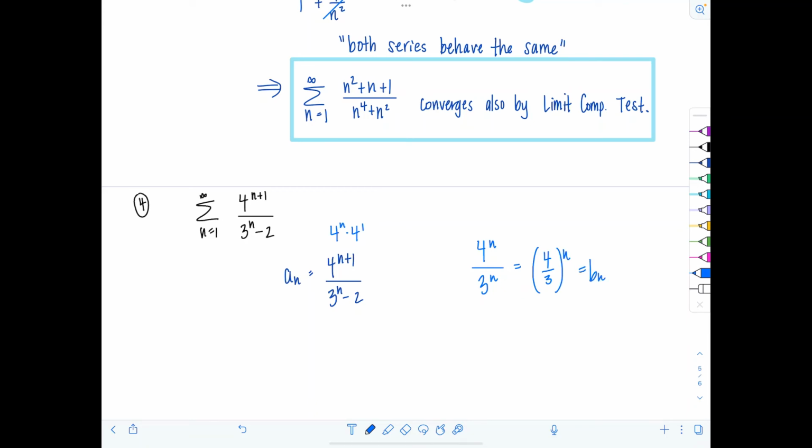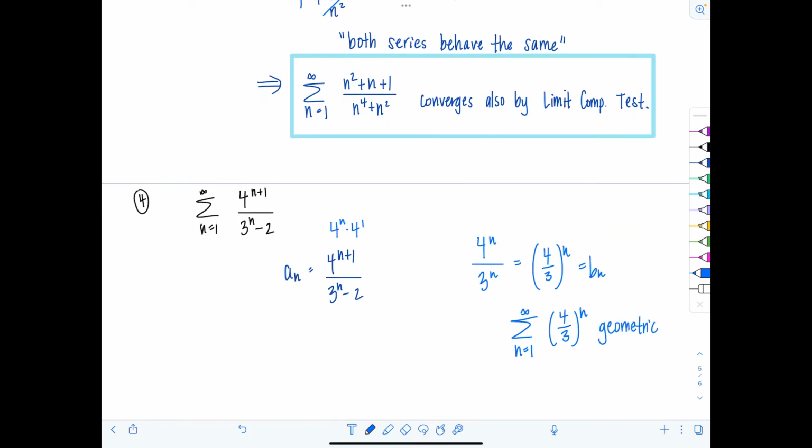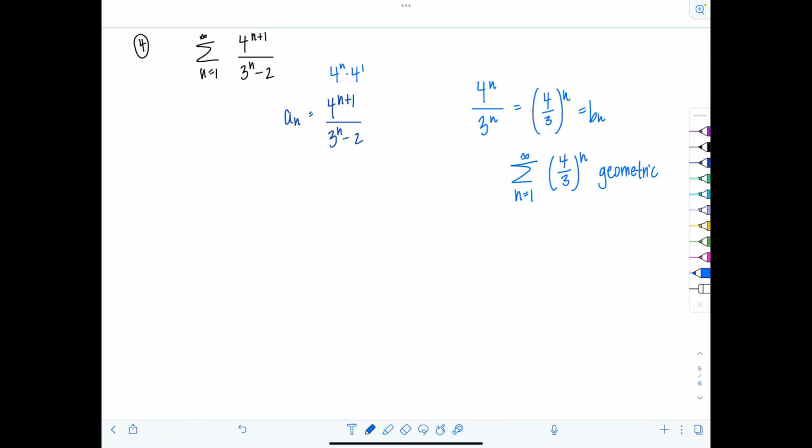I'll call this Bn. Guys, this is familiar. It's not a p series though. Look at us getting wild. Sum n equals 1 to infinity, 4/3 to the n. This is geometric. Yes, yes, yes. So when we're deciding whether or not a geometric series converges or diverges, we look at the absolute value of r. Whatever's being raised to the n is r, okay? So the absolute value of r, absolute value of 4/3, that's greater than 1. So that tells me the series diverges.